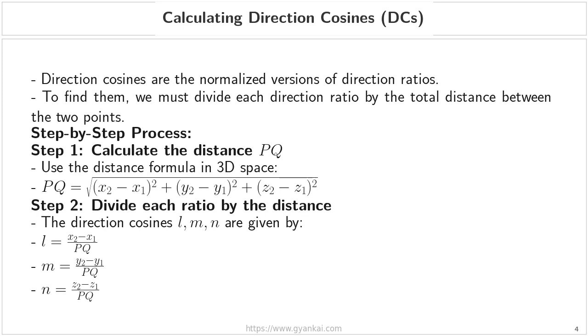Specifically, l equals the quantity x2 minus x1, all divided by PQ. Then, m equals the quantity y2 minus y1, all divided by PQ. And finally, n equals the quantity z2 minus z1, all divided by PQ. Once we have these values, we can see the direction of the line expressed in its most standardized form. In the next slide, I will show you a practical example involving a drone flight to demonstrate exactly how these formulas work in a real-world scenario.